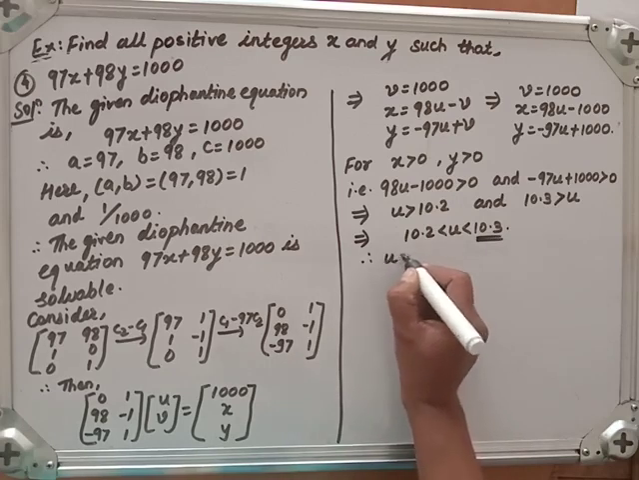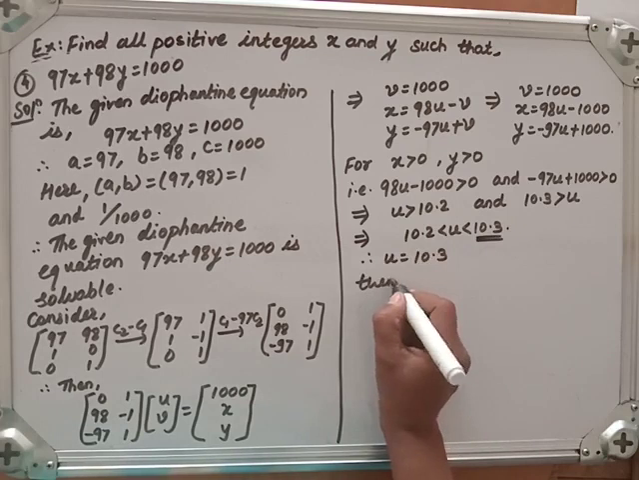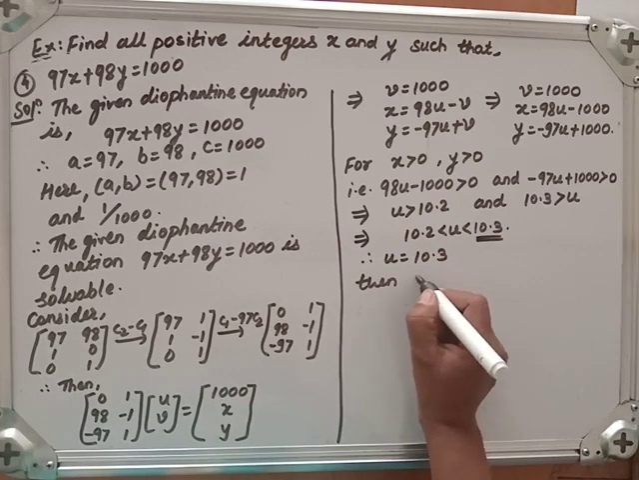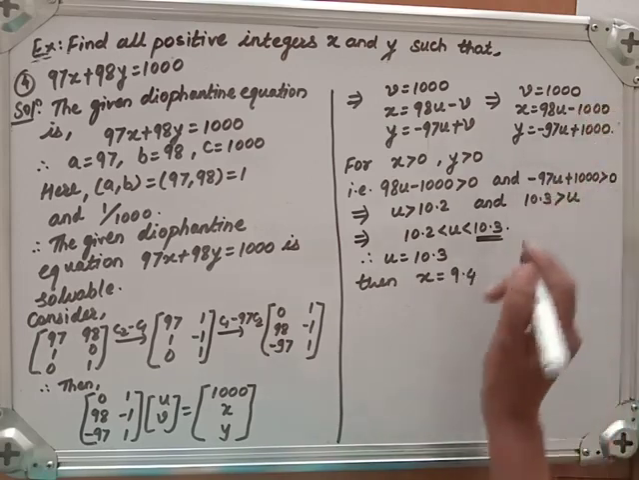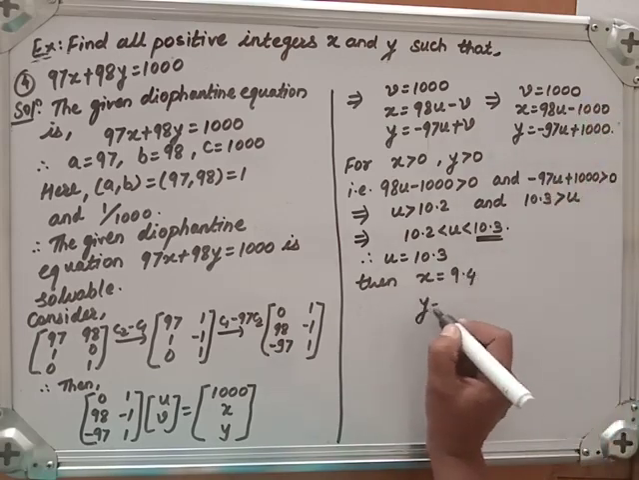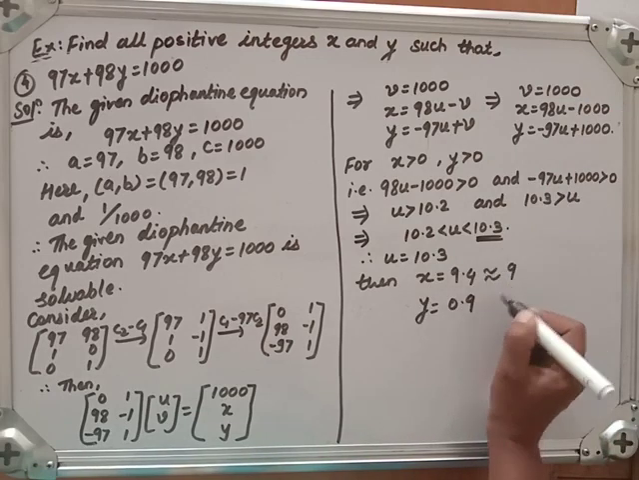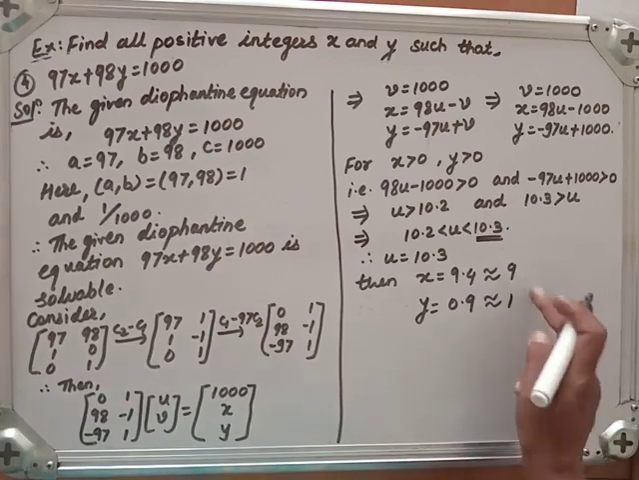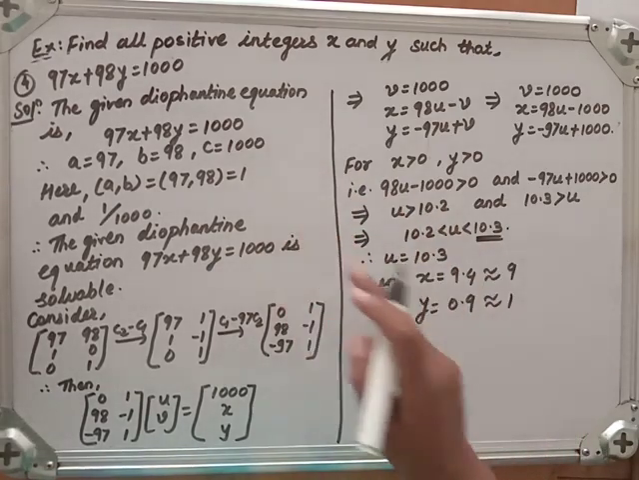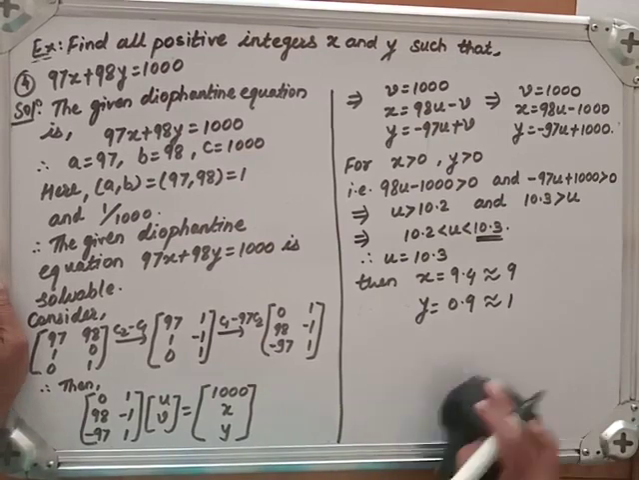Therefore, here there is no integer in between these, so we will take this one itself. So u is equal to 10.3, then x is 9.4, you can do this calculation, and y is 0.9. Now this is equivalent to 9 and this is approximately 1. So these are the positive integers which approximately satisfy this equation. Now let me take one more of this kind.